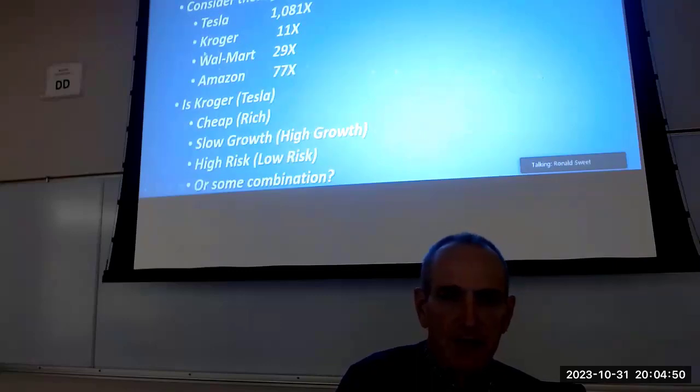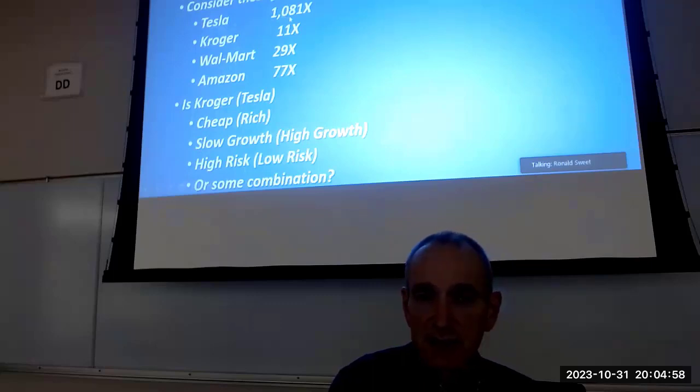All right. So these are old numbers. I think some of these have corrected, but we can still talk about them. I don't have any of y'all's companies in here. So at the time I did this, it's been a few weeks, Tesla was 1,000 times earnings. Kroger was 11 times. Walmart was 29. Amazon was 77. I don't know what they are today. Tesla's come down quite a bit.